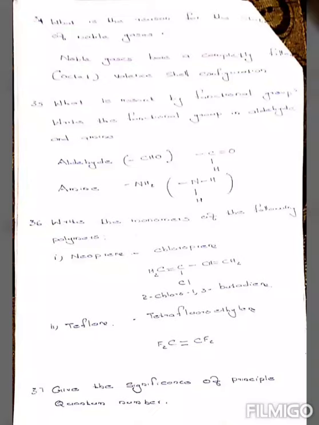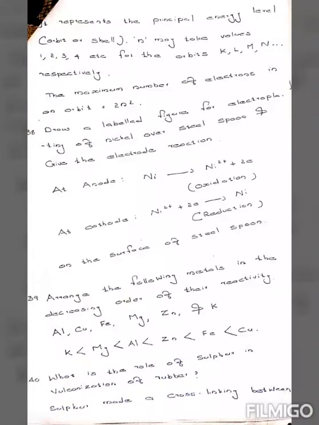Next question, write the monomers of the following polymers. Neoprene, answer chloroprene. Teflon, tetrafluoroethylene. Next question, give the significance of principal quantum number. It represents the principal energy level, orbit or shell. n may have values 1, 2, 3, 4 etc. for K, L, M, N orbits. The maximum number of electrons in an orbit is 2n square.